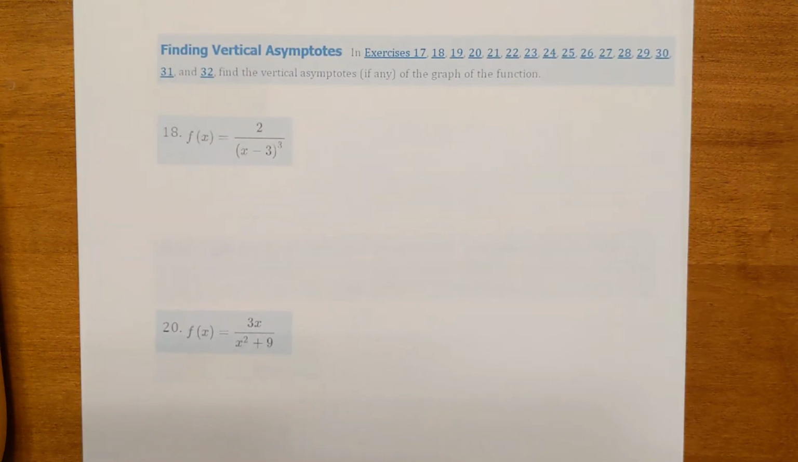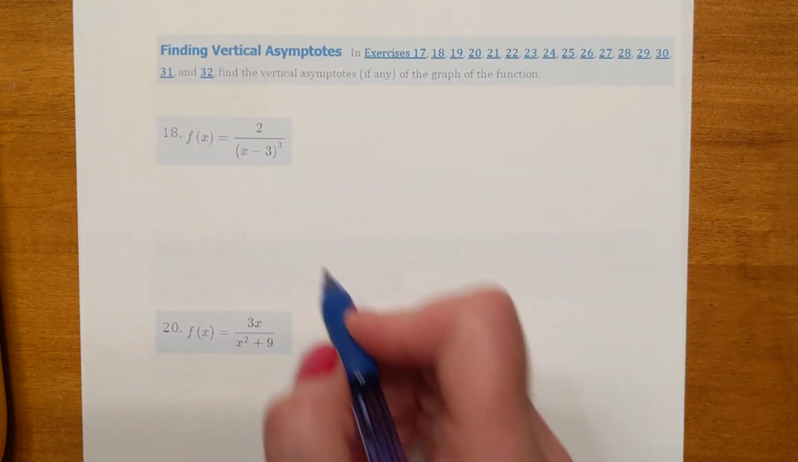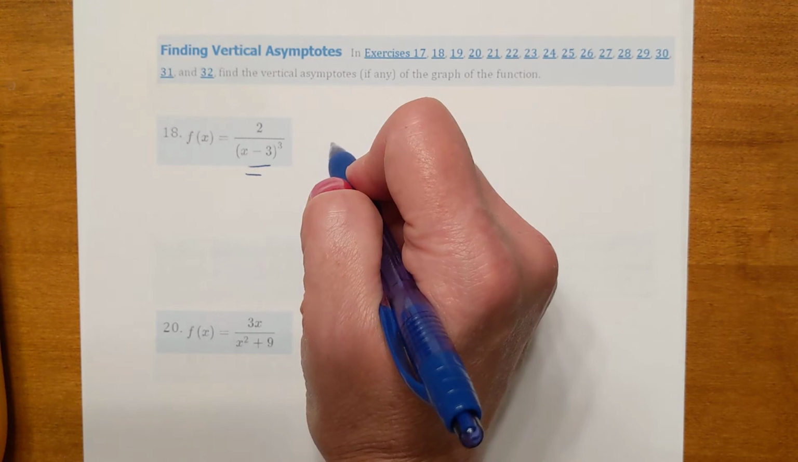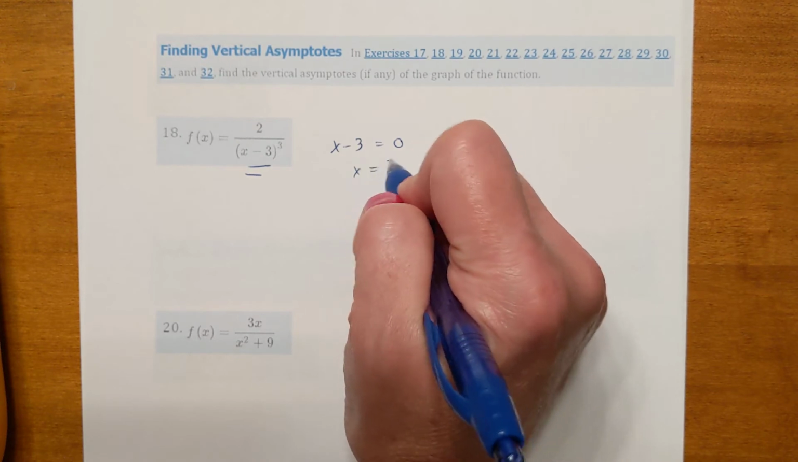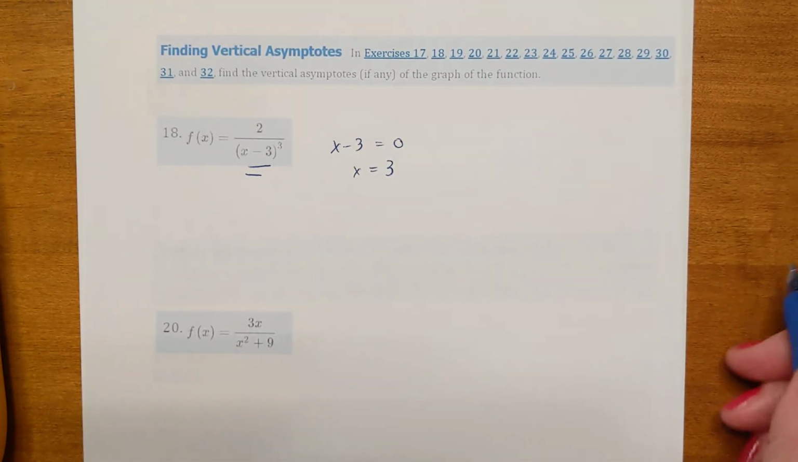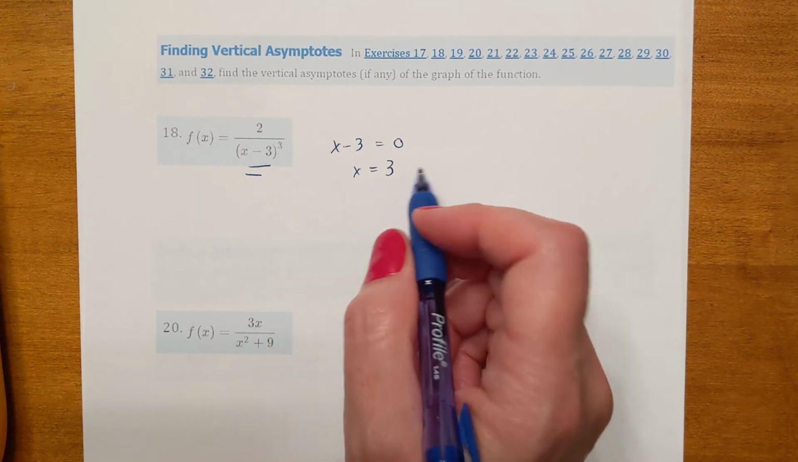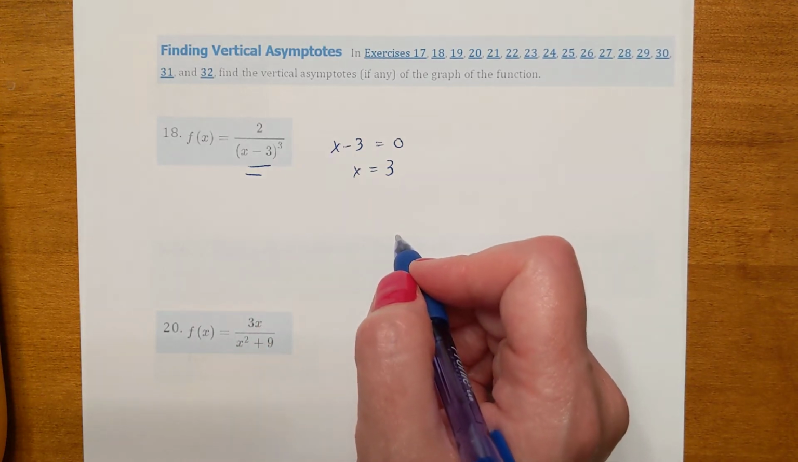Next one. It says finding vertical asymptotes. Find the vertical asymptotes, if any, on the graph of the function. So recall that the vertical asymptotes are where the graph is undefined in the denominator. So on this one, the vertical asymptote would be at 3 because you set whatever is in the denominator equal to 0 and it's to the third. So since it's to the third, it's going to make 3 minus 3 is 0. So when x is equal to 3, it's got a vertical asymptote.